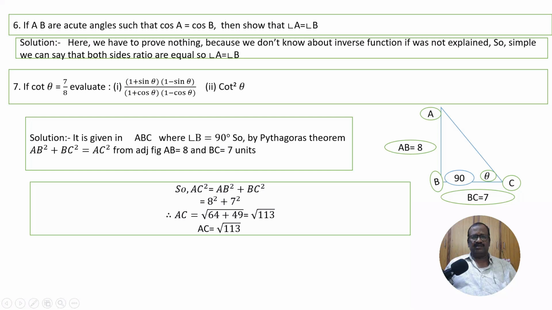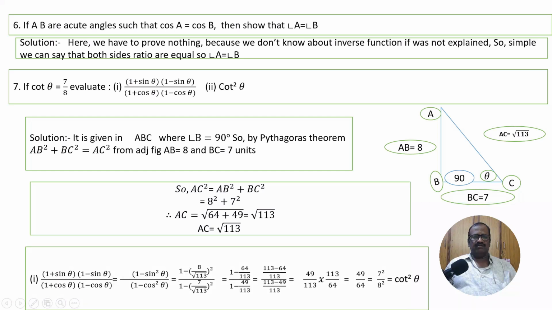AB means 8 square, BC means 7 square, AC is equal to root of 64 plus 49, because AC square will become root to the opposite side. Root of 64 plus 49, that is root of 113, AC is equal to root of 113. We got the value of AC is equal to root 113, that is called hypotenuse. Now we will solve the problem.